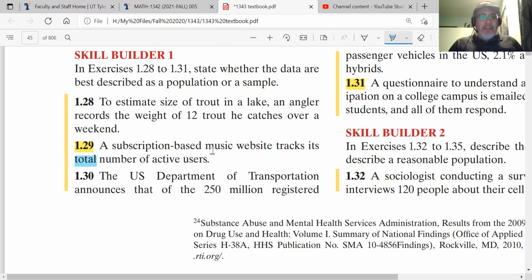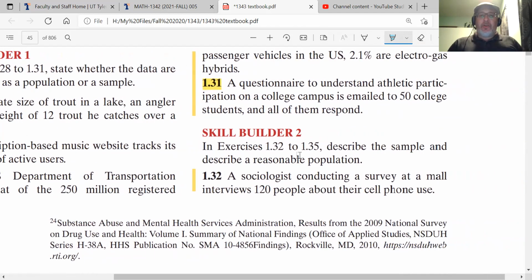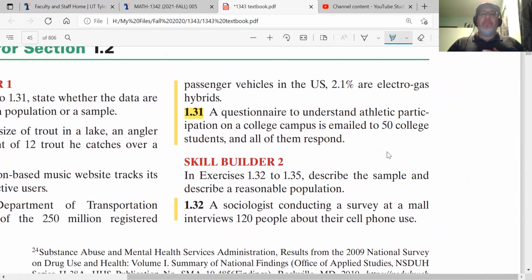Since they are tracking the total number of active users, that's all of the population of interest. So it would be safe to conclude that this data represents a population. Let's take a look at question number 31 and ask the same thing.